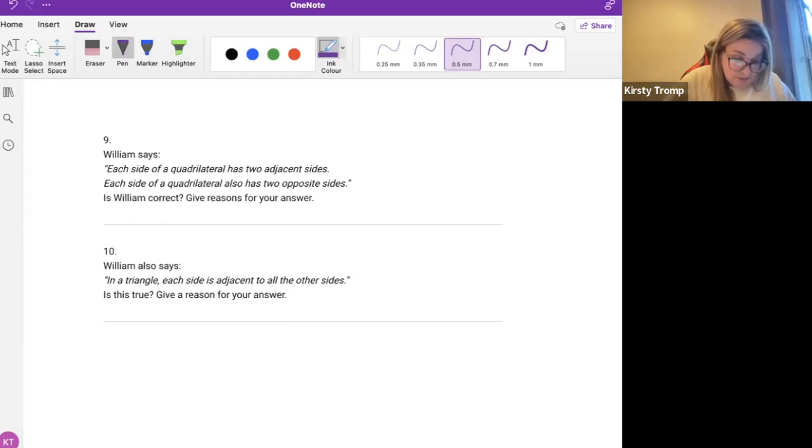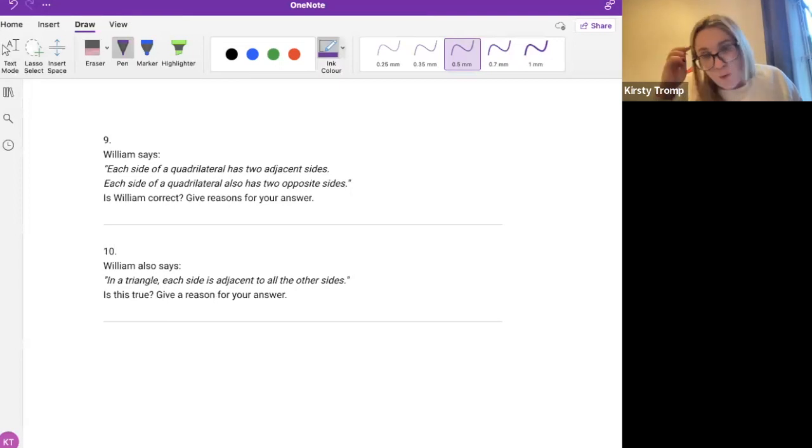So the question says, William says, each side of a quadrilateral has two adjacent sides. Each side of a quadrilateral also has two opposite sides. Is William correct? Give a reason for your answer. And then William also says, in a triangle, each side is adjacent to all other sides. Is this true? Give a reason for your answer.